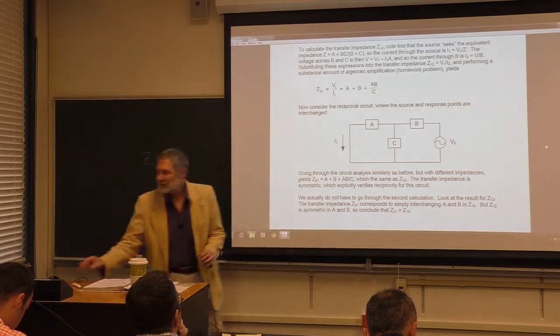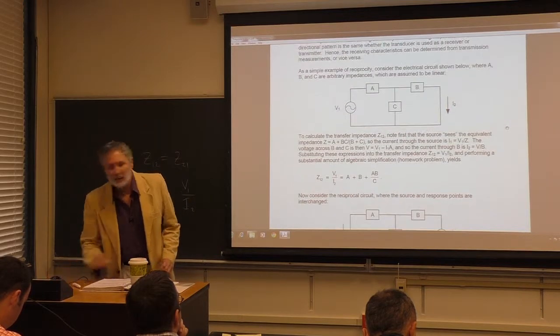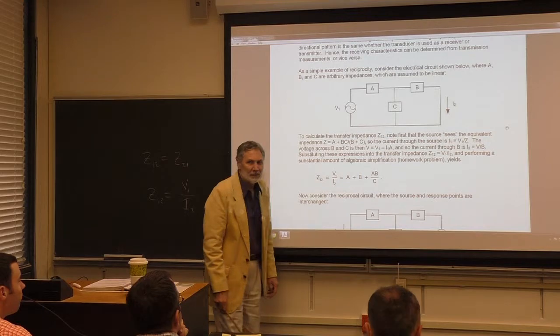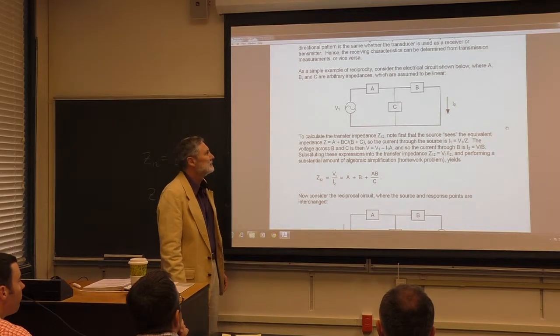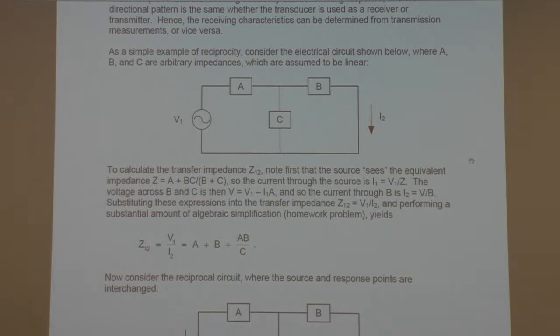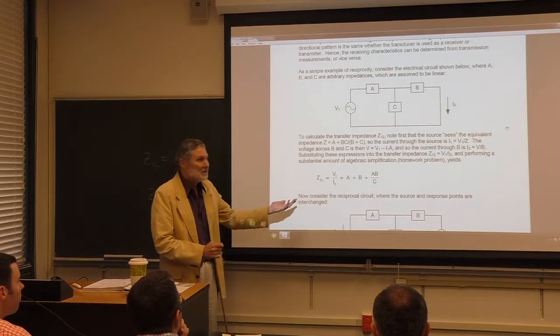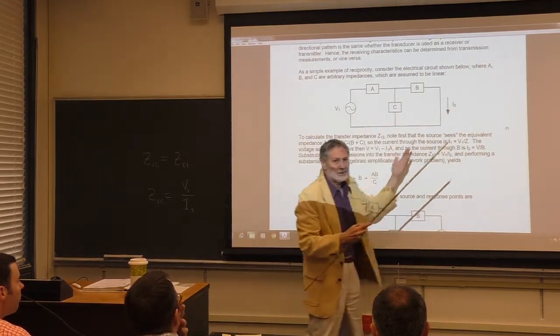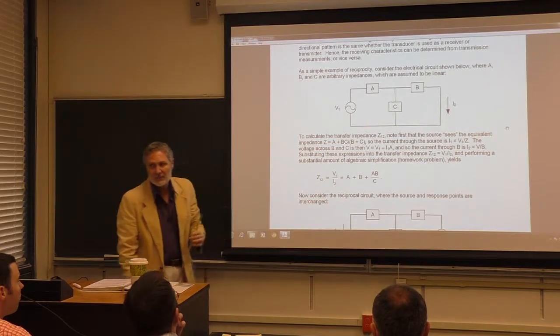Let's go to our original circuit here. What if A equals B? Is the transfer impedance going to be reciprocal? Does reciprocity hold? Obviously, because it's symmetrical. If A equals B and I interchange the source and the receiver, I'm not changing the system. So it has to be reciprocal.